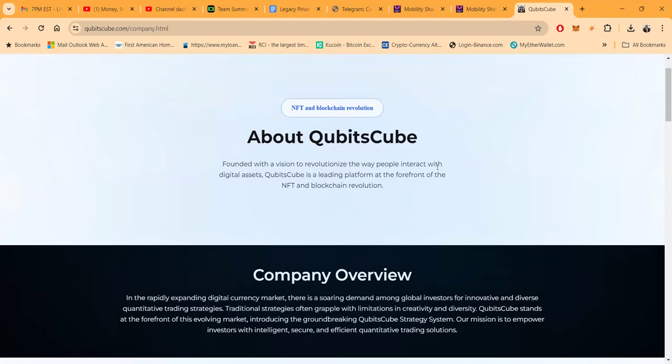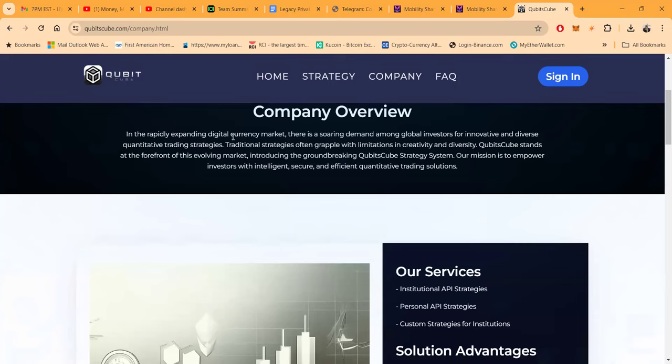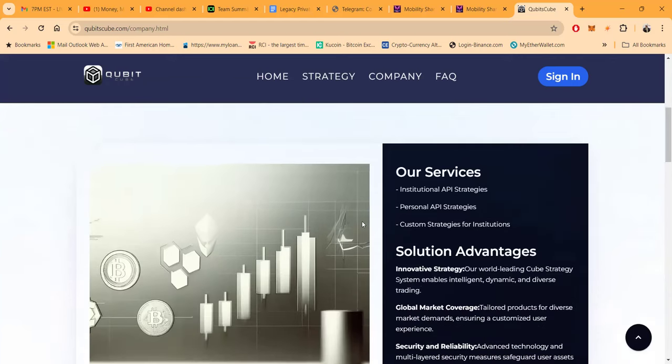It was founded with a vision to revolutionize the way people interact with digital assets. QubitsCube is a leading platform at the forefront of the NFT and blockchain revolution. In a rapidly expanding digital currency market, there's a soaring demand among global investors for innovative and diverse quantitative trading strategies. Traditional strategies often grapple with limitations in creativity and diversity. QubitsCube stands at the forefront of the evolving market, introducing the groundbreaking QubitCube strategy system. Their mission is to empower investors with intelligent, secure, and efficient quantitative trading solutions.